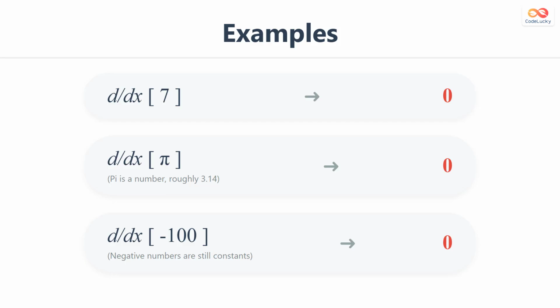Let's look at a few examples. What is the derivative of 7? It is 0. What about the derivative of pi? Even though pi is a symbol, it represents a fixed number, roughly 3.14, so its derivative is also 0. Finally, the derivative of negative 100 is 0. The size or sign of the constant does not matter.